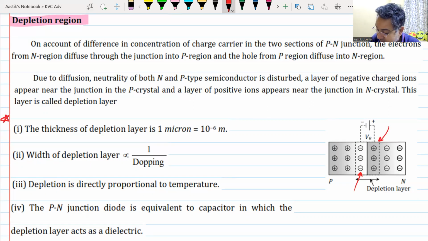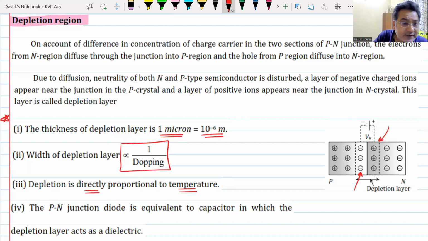What are the important points that you must remember? The thickness of this depletion region is very small. The width of this depletion layer is inversely proportional to doping. The more you dope, the less will be the layer. It is directly proportional to temperature. This p-n junction diode can be thought of as a capacitor, in which the depletion layer acts as a dielectric. Do we understand this? Yes, sir. I'll give you a minute to note this down.